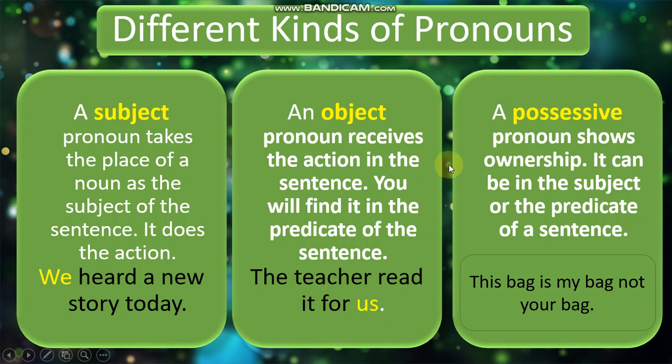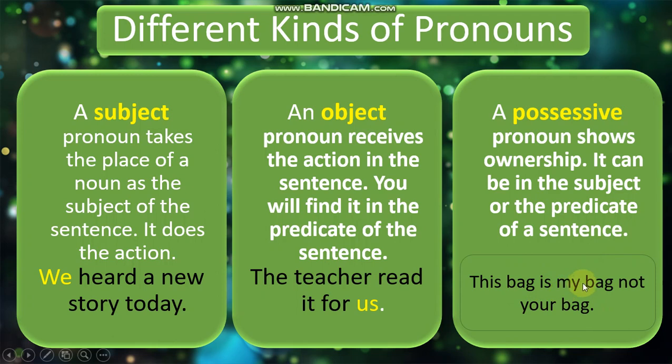All right, let's go to the last kind of pronoun, a possessive pronoun. Now, what's a possessive pronoun? A possessive pronoun, just like the name, possessive, meaning something about belonging. So a possessive pronoun will show ownership. That means something belongs to you or somebody else. Possessive pronoun is used to show ownership. It can be in the subject or the predicate of a sentence. So now possessive pronouns will be anywhere, either in the subject or in the predicate, but they're used to show ownership.